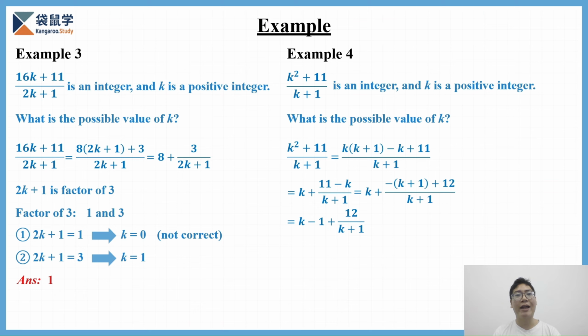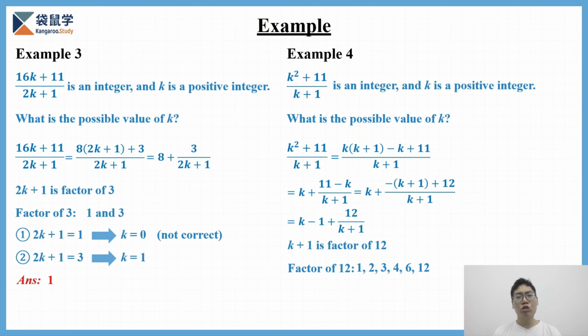So from the question we know that k squared plus 11 over k plus 1 is an integer. k minus 1 is also an integer. So now we also know that 12 over k plus 1 is also an integer. So from here we can say that k plus 1 is a factor of 12. And what would be the possible values of k plus 1? Yes, the factors of 12 are 1, 2, 3, 4, 6, and 12. So among these 6 values, which of them satisfy the criteria that k is a positive integer?